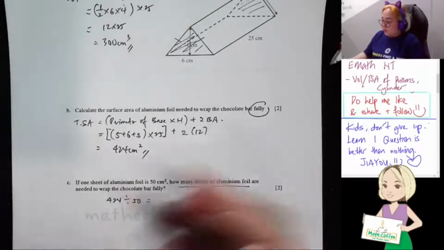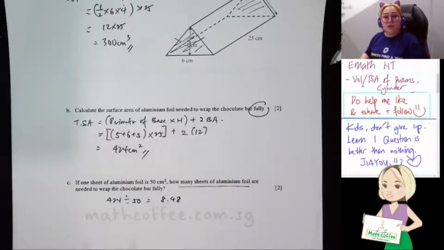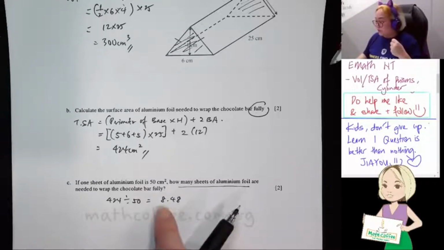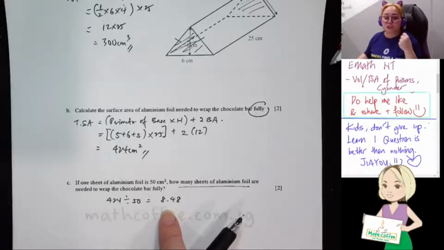Okay, and take note that when we divide by 50, we get 8.48. But of course, when you go to the shop, you don't tell the uncle, can I buy 8.48 sheets of aluminium foil? No such thing. The uncle just stares at you. So you can only buy more, but you cannot buy less. So although this is 8.4, some students go and round down to say buying 8 sheets of aluminium foil.